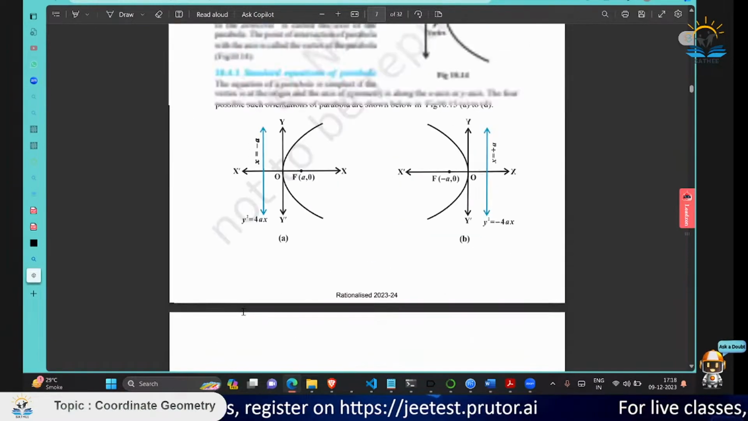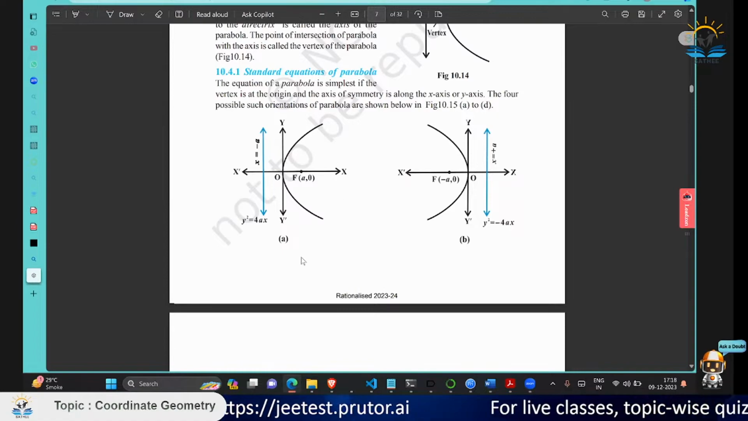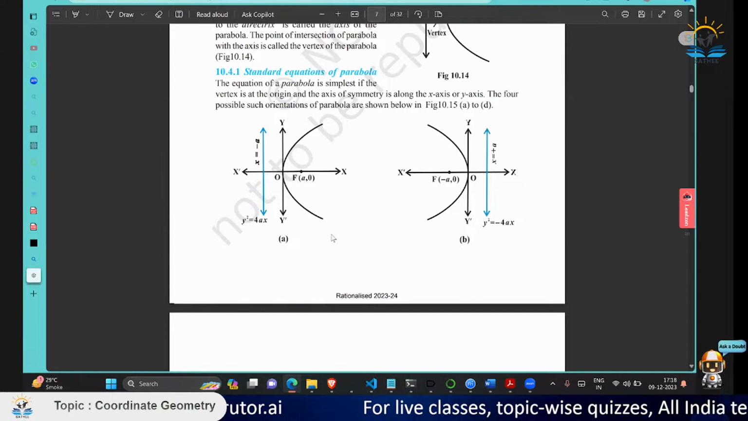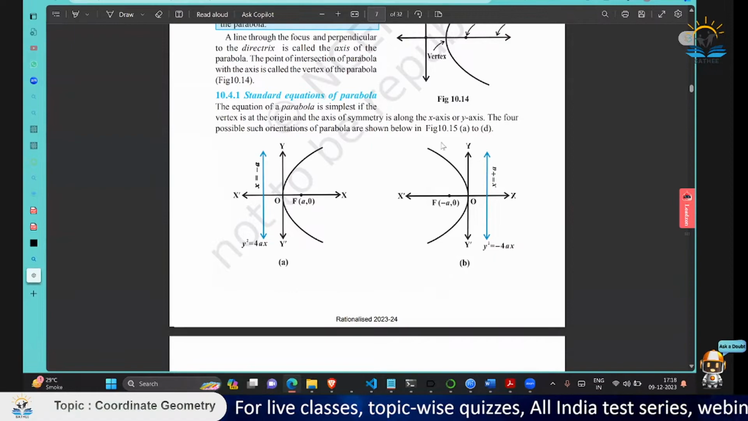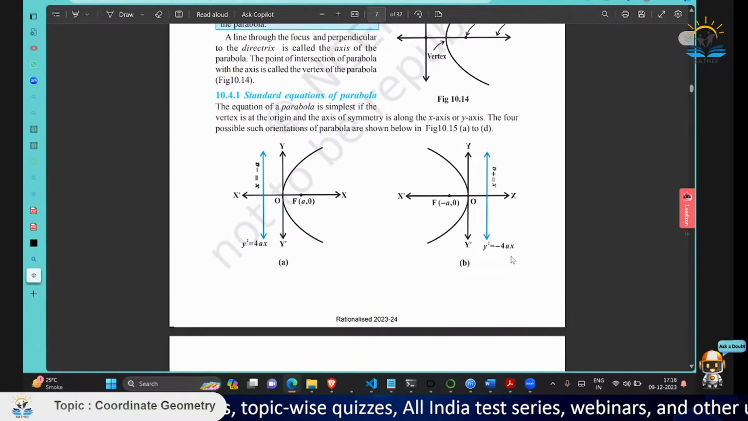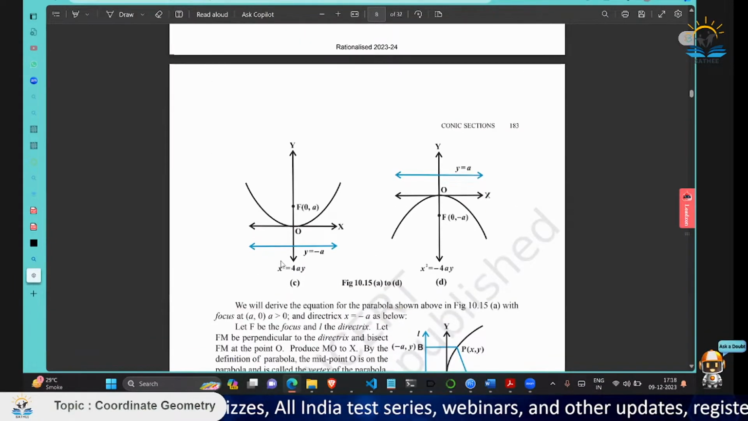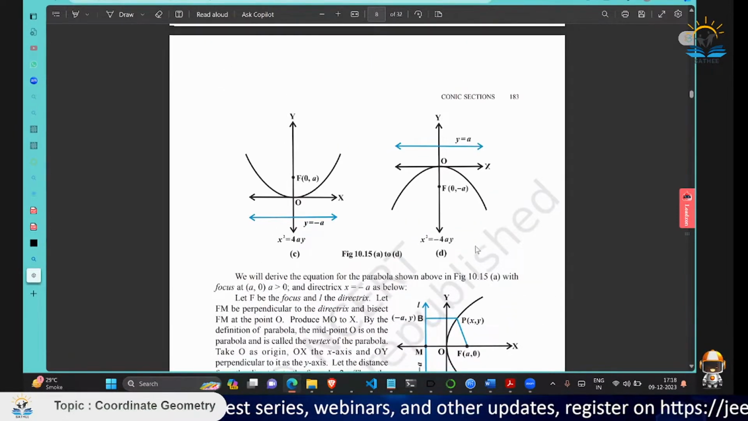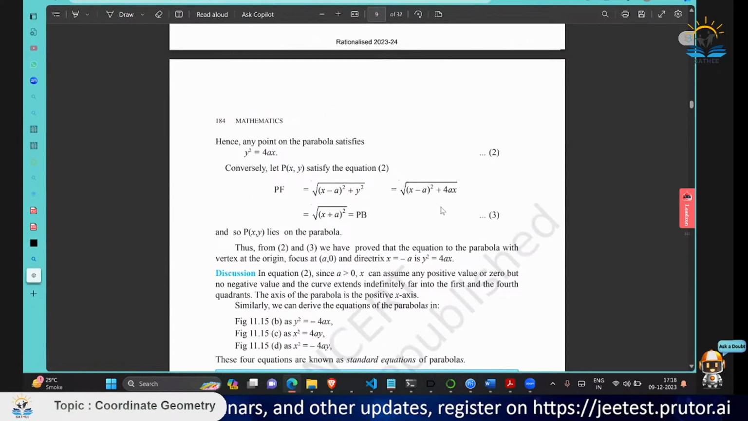So the equation of this parabola, specifically this part A, is nothing but y square equal to 4ax, where a is greater than 0. We are taking a greater than 0 in all of them. Here we change the orientation to the opposite of part A, so here y square equal to minus 4ax. Here we interchange x and y. We get x square equal to 4ay, and here x square equal to minus 4ay. So I hope it is clear.